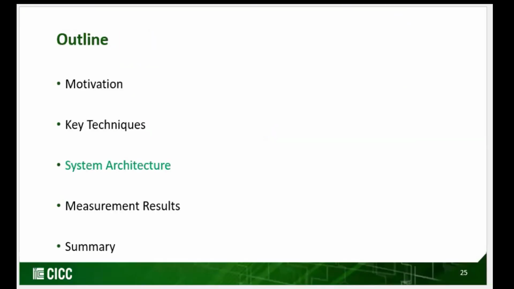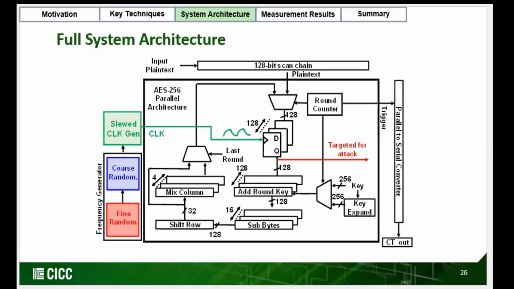Now I will talk about system architecture. Our AES 256 follows 128-bit parallel architecture. It has slewed clock generator as well as frequency generator, which randomly creates the frequency before getting slewed by slewed clock generator. We have 128-bit scan chain, which configures plain text every time while we want to attack or while we want to test.